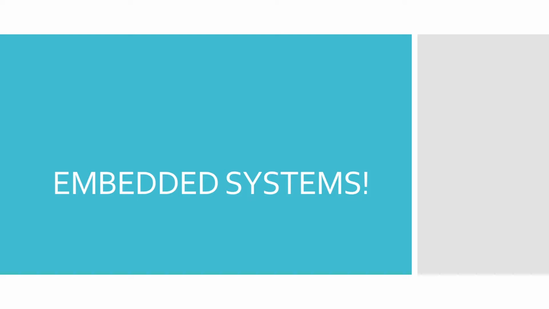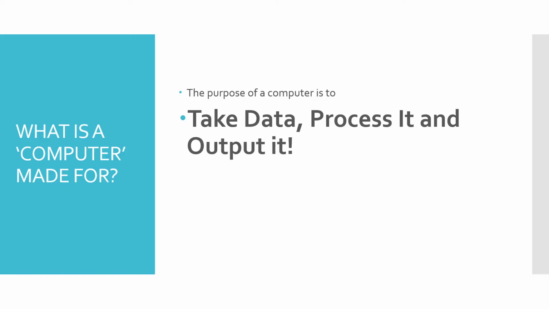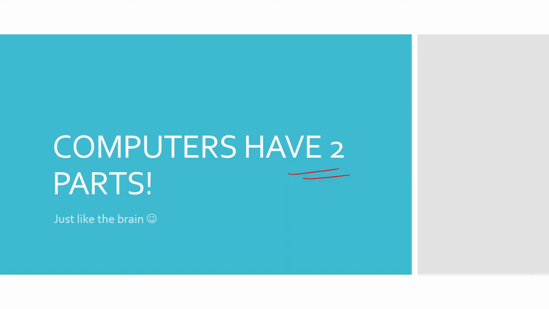Now what do you think a computer is actually made for? Well, the purpose of a computer system is to take data, process it and output it, and you'll need to memorize this for the exam. Now you may be thinking, well, our brains do the same thing for free, but computers are made to process these functions as efficiently as possible and to reduce workload on the human.